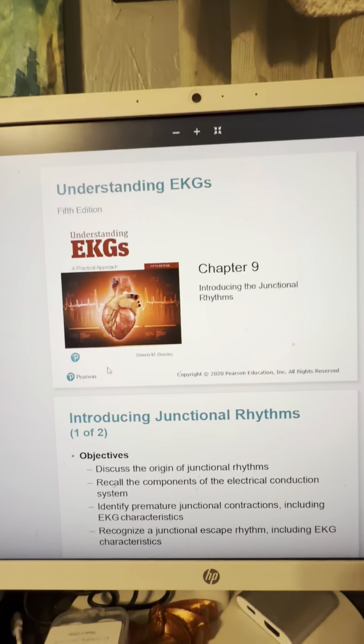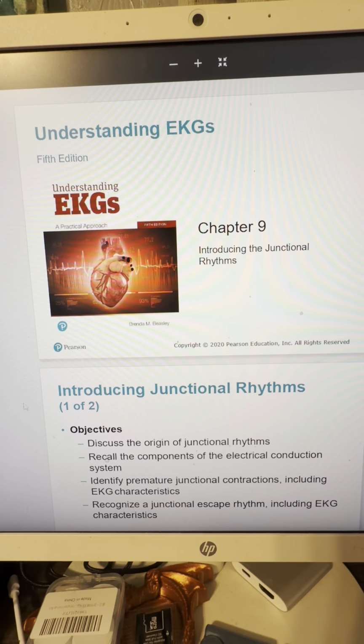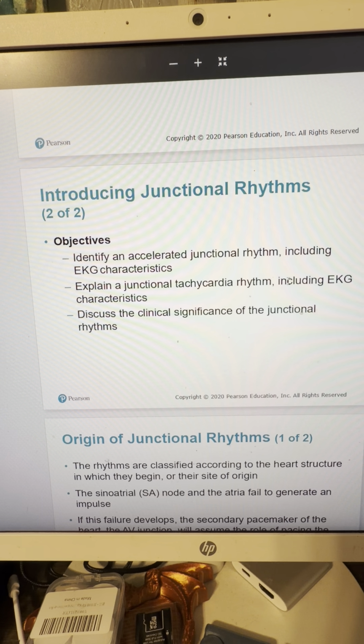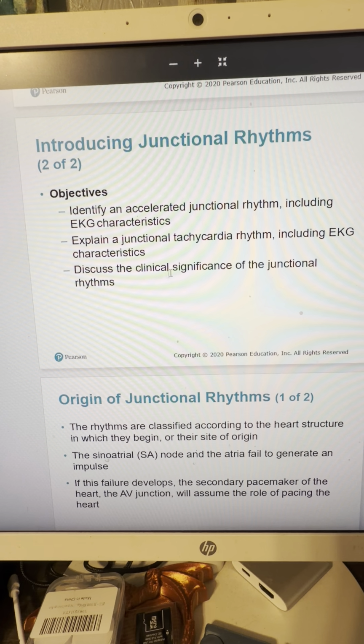All right. Well, so this one is going to be junctional rhythms. We're going to talk about where they start. We're going to review the electrical conduction system. We'll talk about what PJCs look like, junctional escape rhythms, accelerated junctional tachycardia, and then what is going on with the patient with each of these.